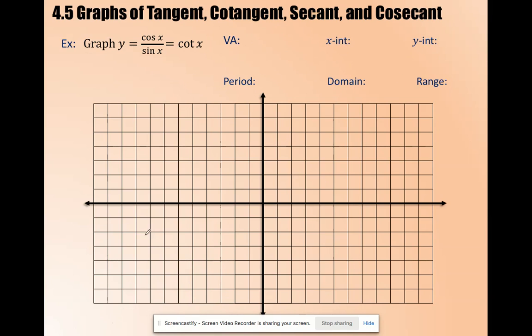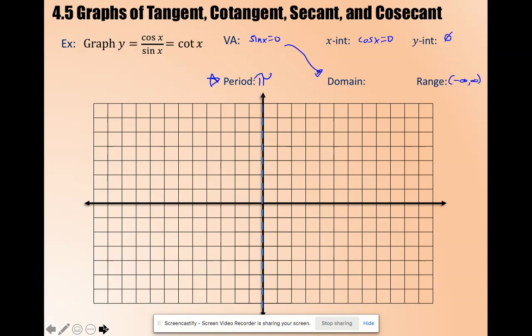Cotangent has vertical asymptote everywhere sine is 0. X-intercepts everywhere cosine is 0. A y-intercept, when you plug in 0 for x, cosine of 0 is 1. And sine of 0 is 0. 0 in a denominator is undefined. Right? You're going to kick these values out of the domain. Your range is the same. And yes, your period will end up being the same.